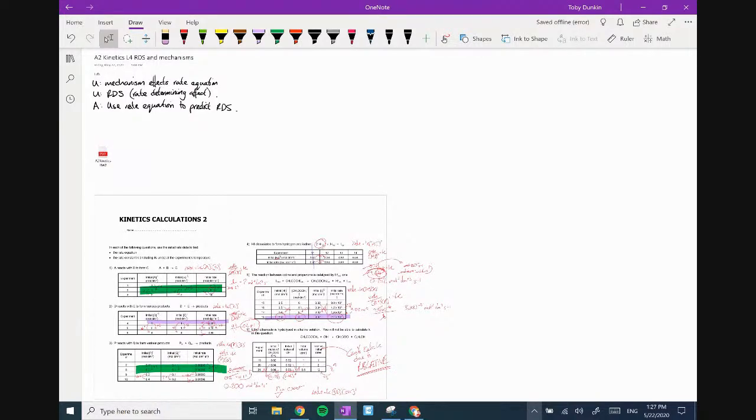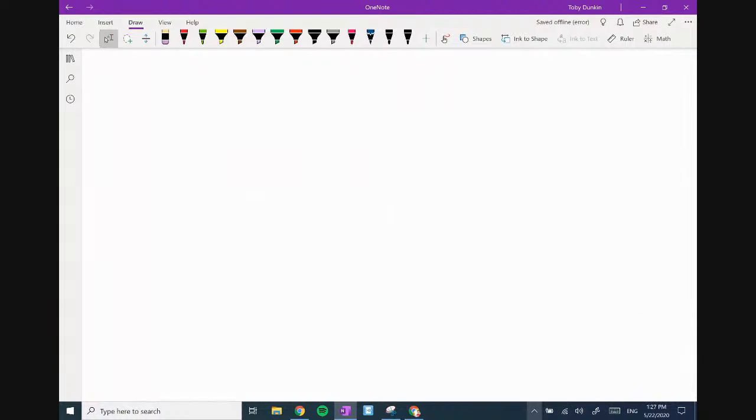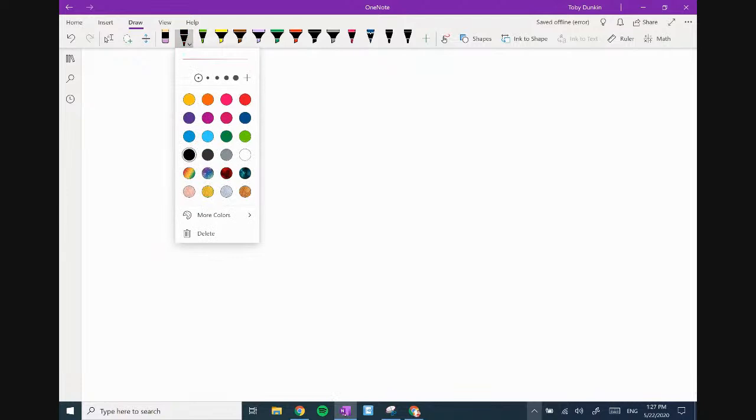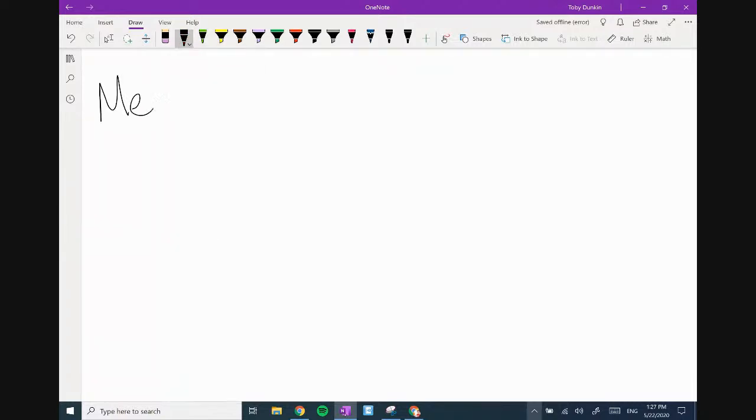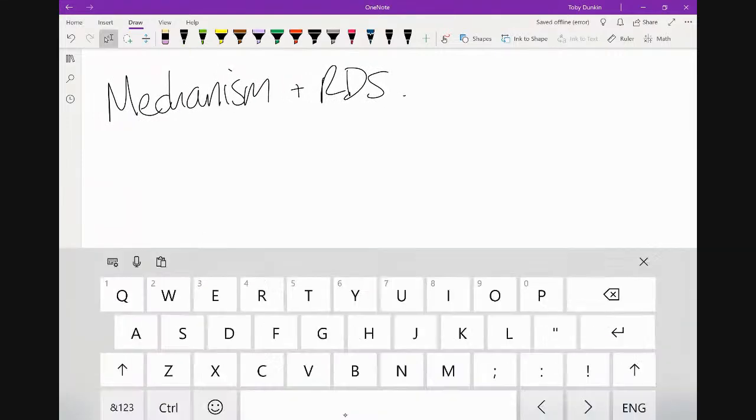Okay, so what we now need to do, guys, is we now need to talk about mechanisms. I'm going to switch to black. Okay, so mechanisms and RDS. So the first thing I need to do is I need to translate RDS for you guys.